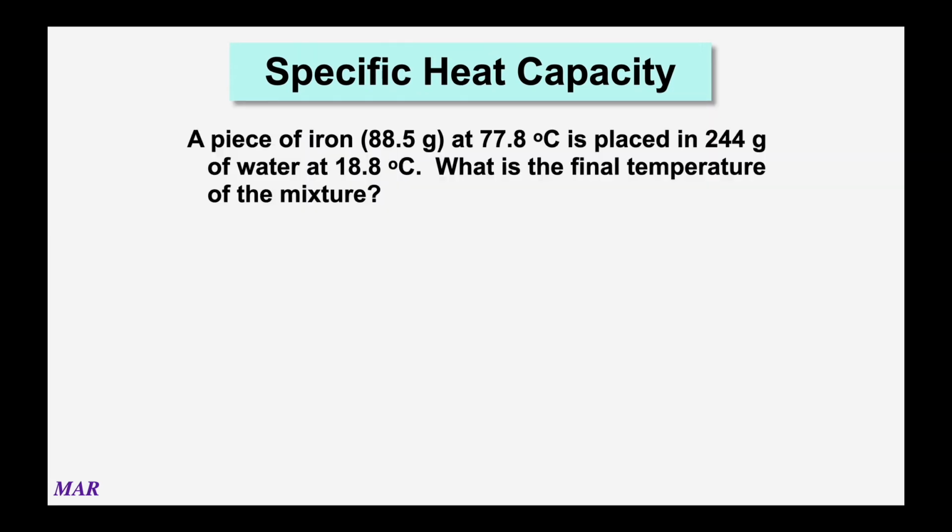Here's another example. A piece of iron, 77.8 degrees Celsius, is placed in 244 grams of water at 18.8 degrees Celsius. What's the final temperature of the mixture? Now let's visualize what's going on. We have a hot piece of iron and we're placing it in cold water. 77.8 is bigger than 18.8. So the hot and the cold are going to come together, and we're going to end up at some warm temperature for both the water and the iron, and that temperature will be somewhere between 77.8 and 18.8. And our goal is to solve for what that final temperature is. And it's not too hard.